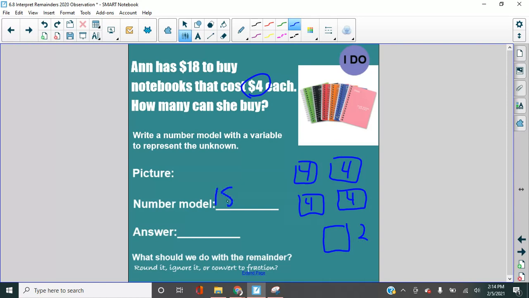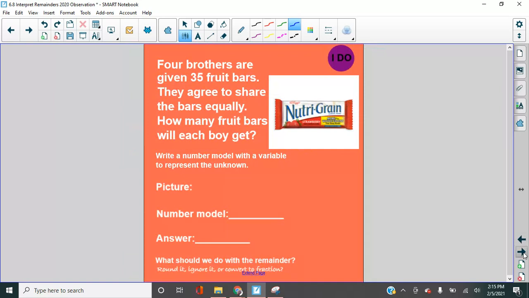Here's our number sentence. We did 18 divided by 4. We came up with, she can buy 4 notebooks with a remainder of 2. Is she going to be able to buy another notebook? No, she doesn't have enough money, right? She's out of money. She can only buy 4 notebooks. Okay, so another example of ignoring the remainder. We left it off. Okay, so we have seen the fraction one with the pieces of gum. We've seen 2 ignoring ones with this problem and this problem.